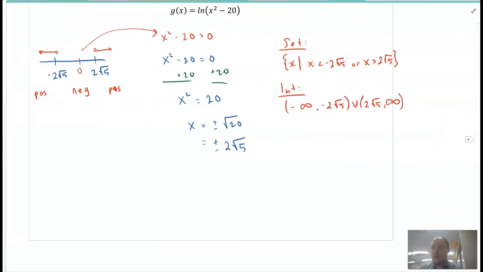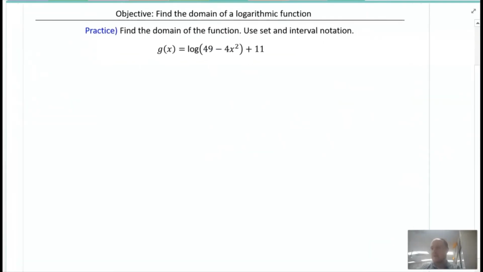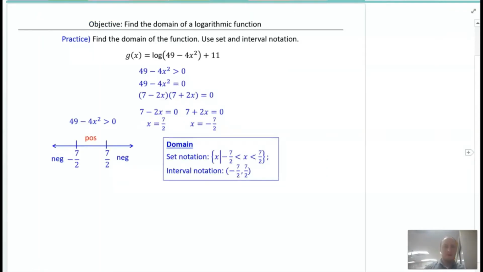I have a practice problem for you. Please go ahead, pause the video, and try this example. All right, hopefully you paused the video. Here is the solution. Okay. And I'm going to go ahead and stop the video here. I'm going to make a secondary video that has a couple more examples and practice problems. All right, catch you next time.